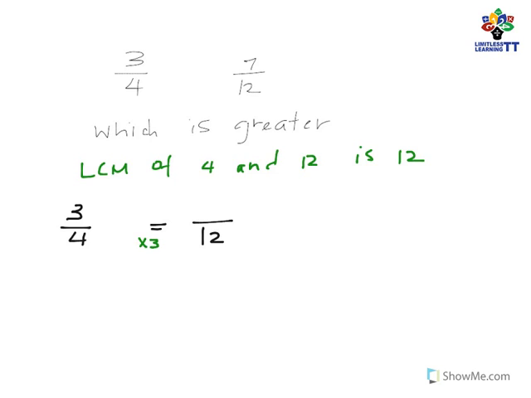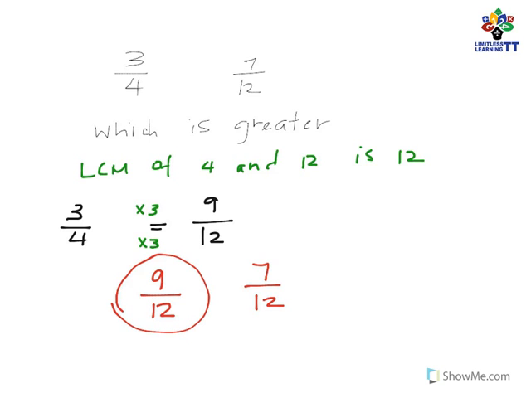I do the same thing for the numerator. 3 times 3 is going to give me 9. So therefore, 3/4 is the same thing as 9 over 12, and then 7/12 remains as it is. So now we definitely know which one is greater. 9 over 12 is greater. And 9 over 12 is the same thing as 3 over 4. So which is greater? In this case, it's 3/4.